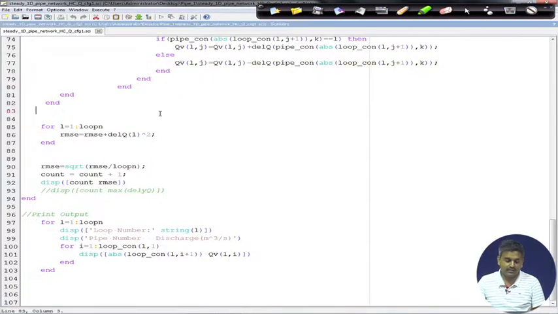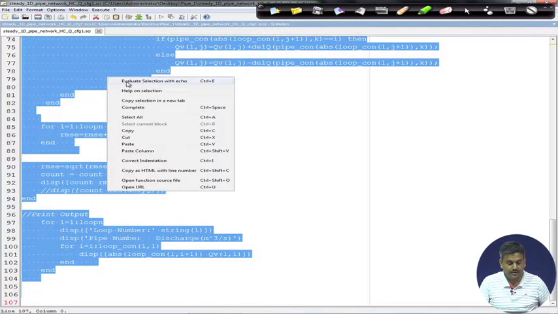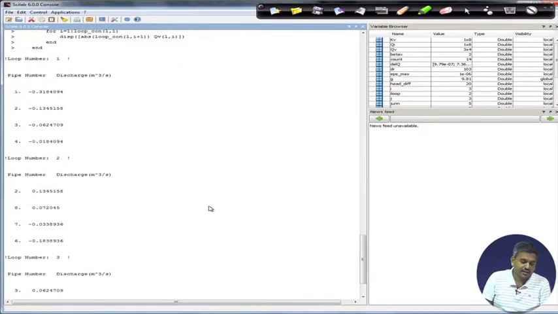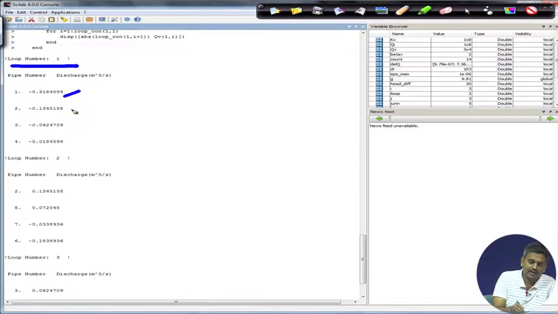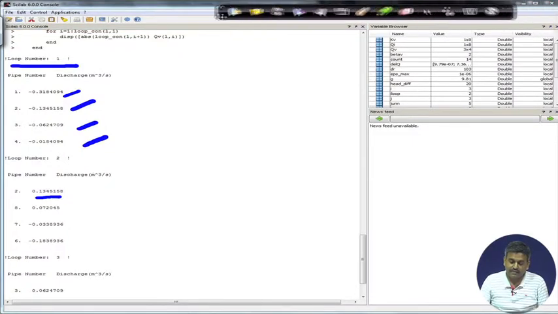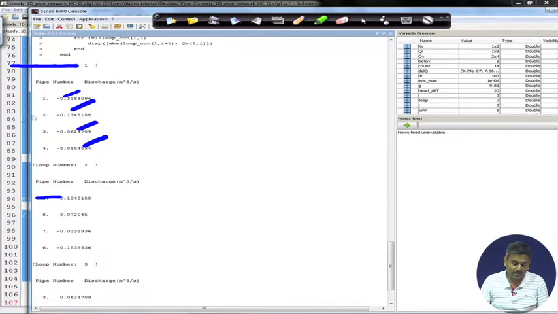Now, if I run this, I am getting negative discharge values, which is consistent with my first loop: loop 1 has all negative discharge values. In loop 2, I have the second pipe which is positive and the 8th pipe which is positive. So, let us see physically what is the meaning of this.